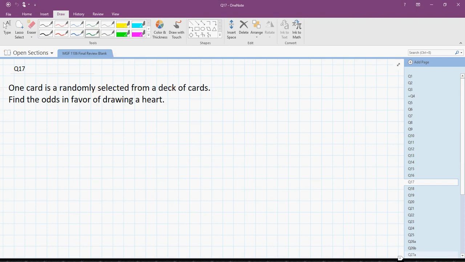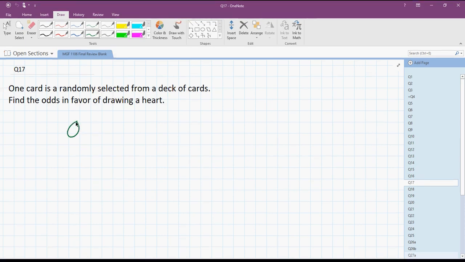No, 11.5 still, because odds is in 11.5. So it says, one card is randomly selected from a deck of cards. Find the odds in favor of drawing a heart. So we want the odds of drawing a heart. Well, remember odds, the top number is what we want. So how many cards are a heart?